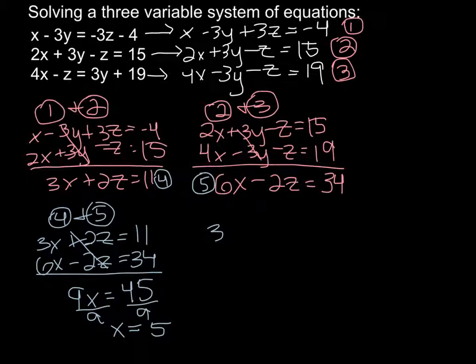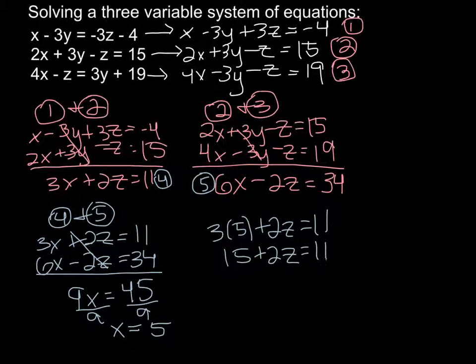So it'll be 3 times 5 plus 2z equals 11. So I get 15 plus 2z equals 11. I subtract the 15 to the other side, and I get that 2z equals negative 4. And when I divide by 2, I get that z equals negative 2. Now I take the z and the x and plug them into any of my original equations. You can plug it in here or here. They're the same exact equation, but some might just be easier than others.